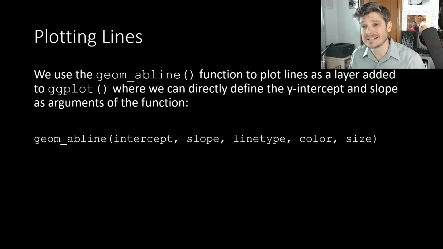So we're going to take that data and we can actually plot our own lines using the geom_abline function. So again, we would add this as a layer to ggplot, and you directly define the y-intercept and the slope. And then, as you can see, you can also define a bunch of the other arguments as well, like line type, color, size, all that other stuff.